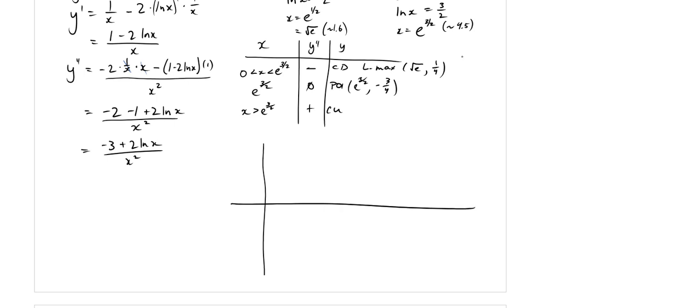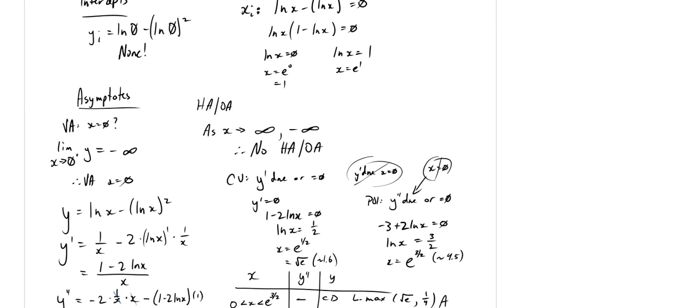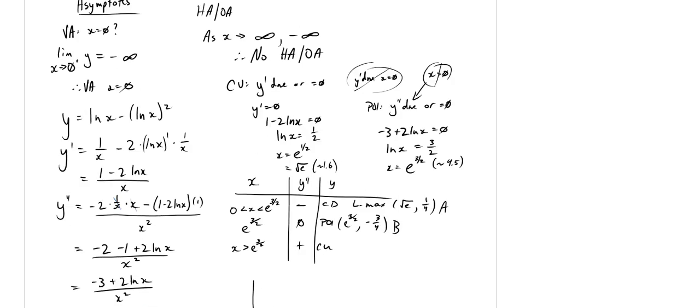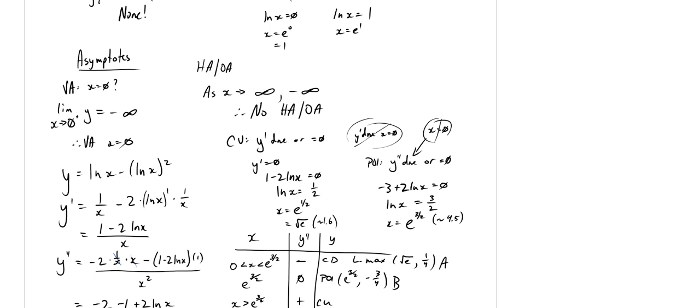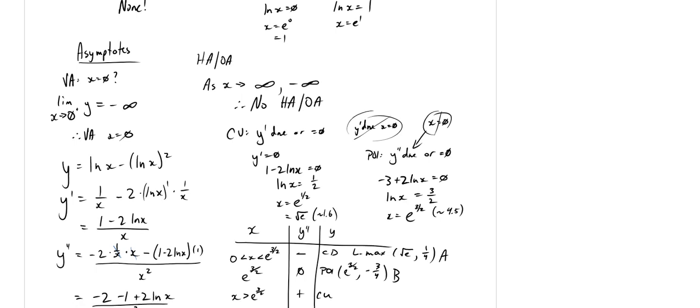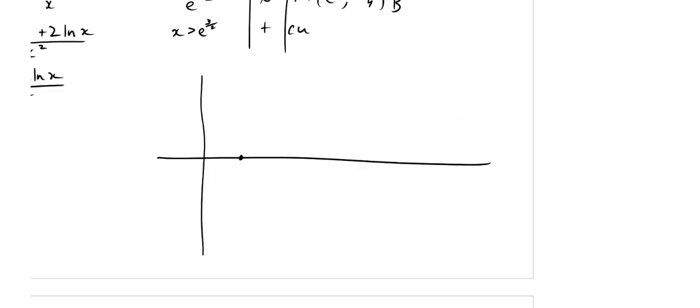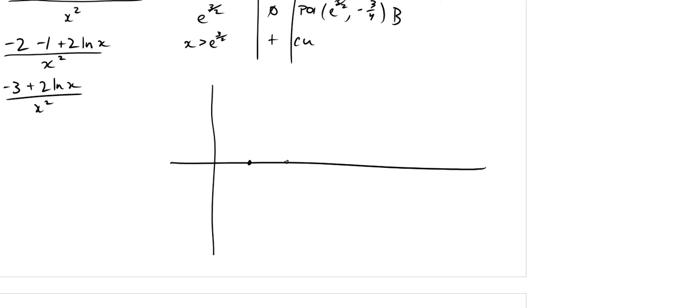Okay, so I'm going to call this point A. I'm going to call this point B. And I've got my 2 intercepts. Don't forget those. And I've got a vertical asymptote. So I've got an intercept at 1 and an intercept at E. E is 2.6, 2.7 in that area, right? So I've got 1.6, E, and then way over here somewhere I'm going to have my POI.